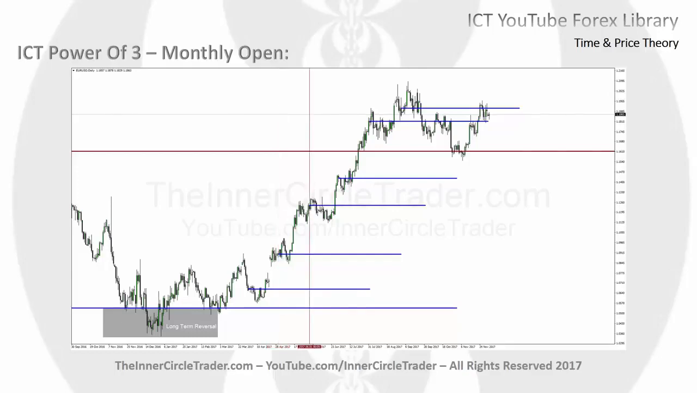Moving right along, we're going into the next month. This is June 2017. And again, we have the opening price of June. And below the opening price, we want to see buying. We see that, in fact, does come to fruition here. Very nice accelerated movement on the upside.